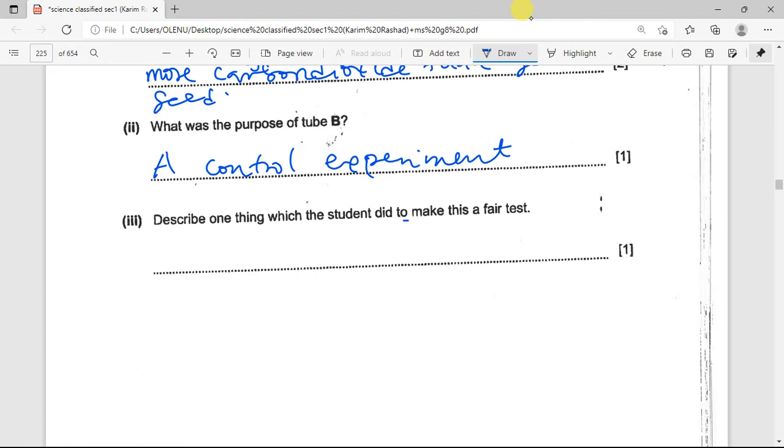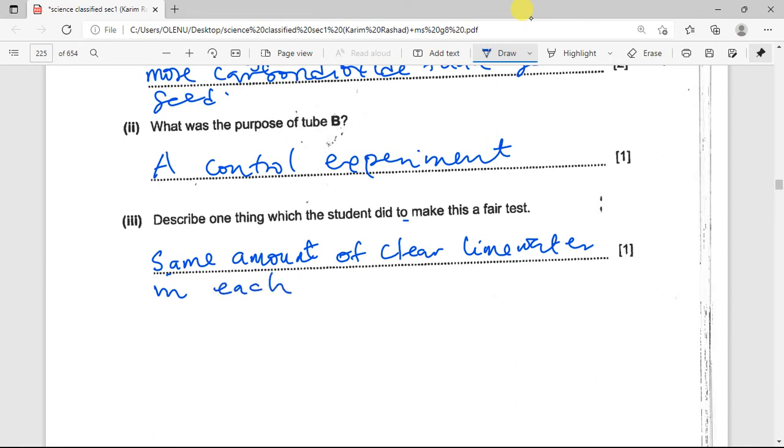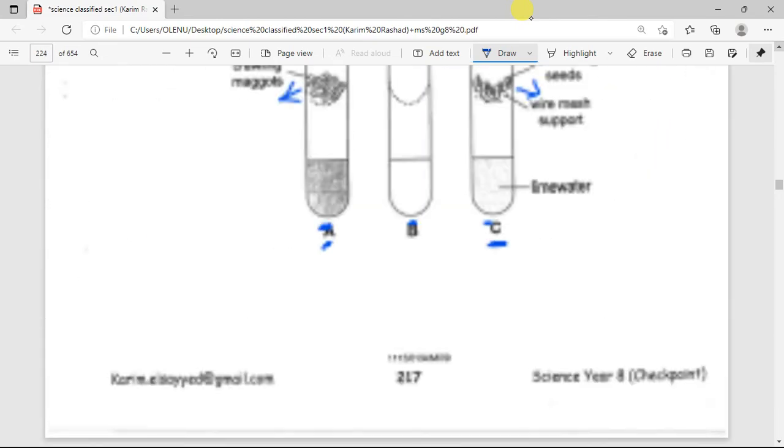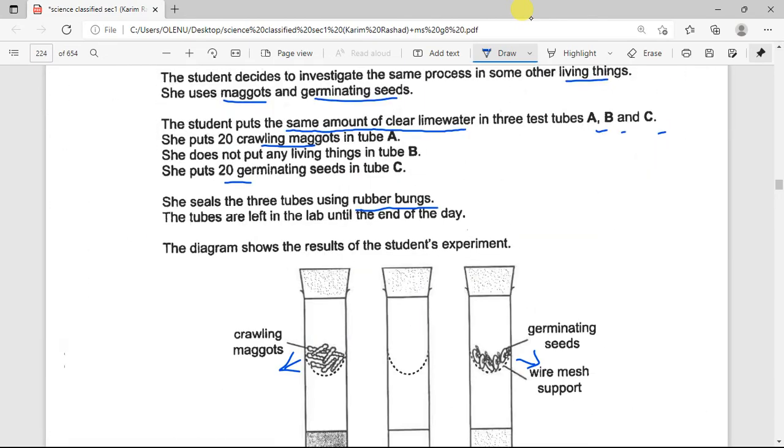Now, if you look at that, they use the same amount of clear lime water in each test tube. That's all. So if you go back, you see it here. The student puts the same amount of clear lime water in test tubes A, B and C.